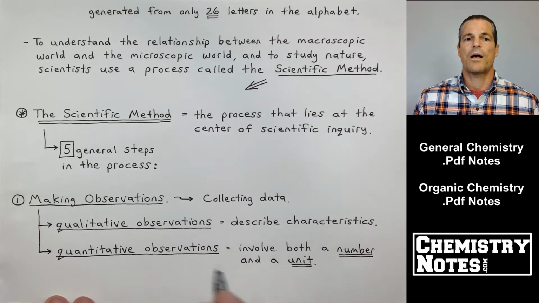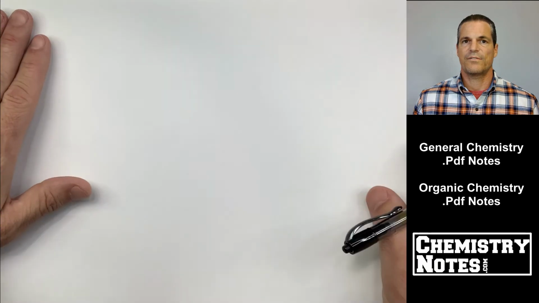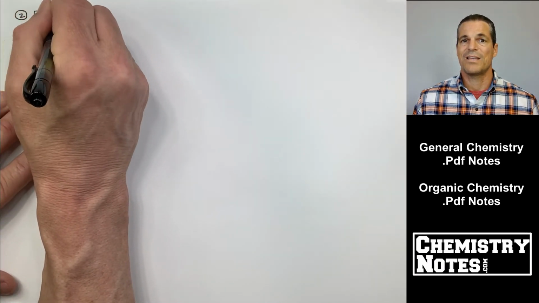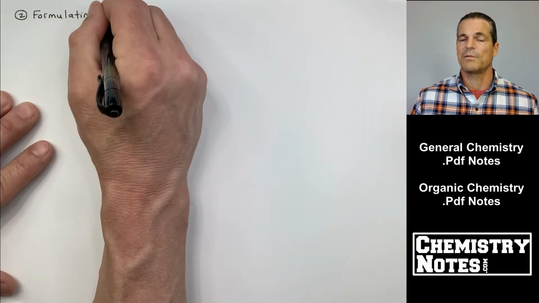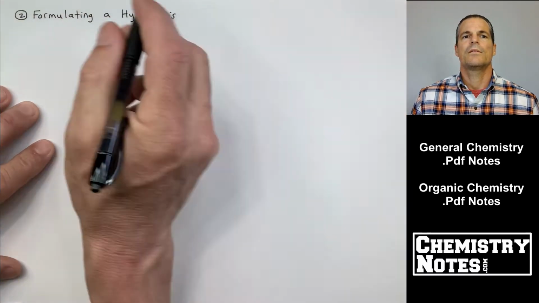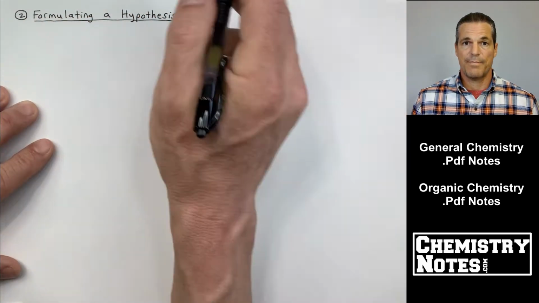So qualitative observations describe characteristics. Quantitative observations are measurements. And measurements involve, by the way, not just a number or a value, but more importantly, also a unit. Number two, formulating a hypothesis.